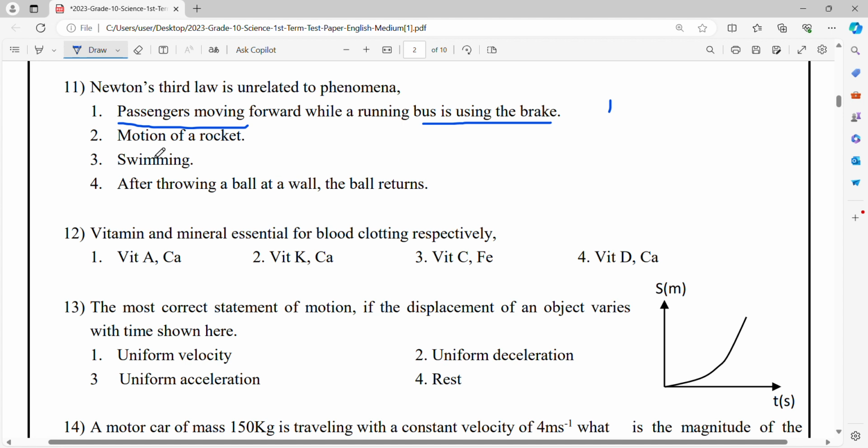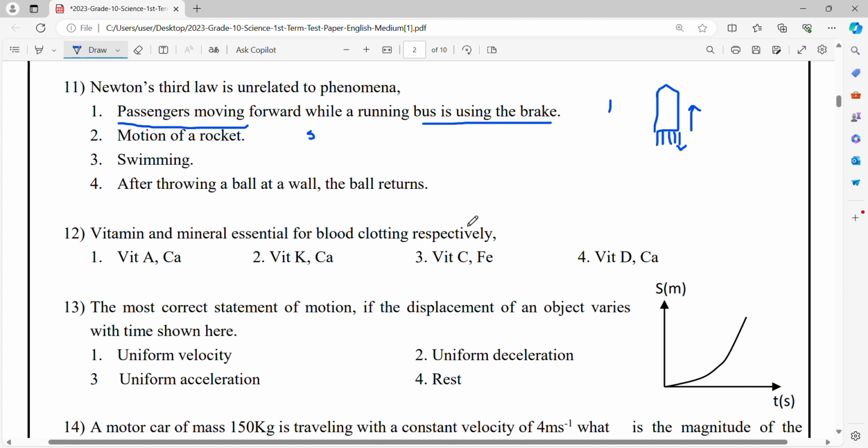Second, motion of a rocket. Here air is released from the rocket, which is the action, and the rocket moving upward is the reaction. So here this is Newton's third law.